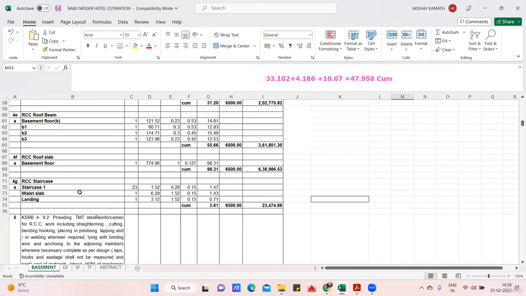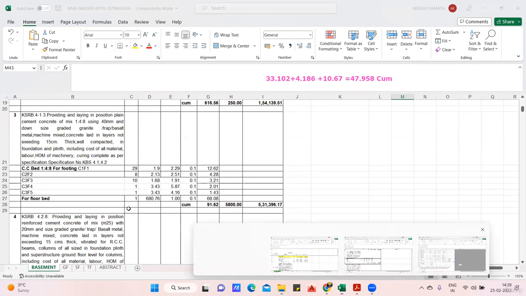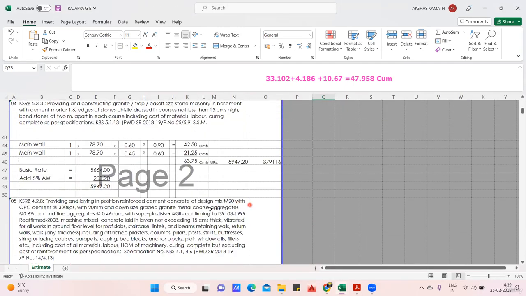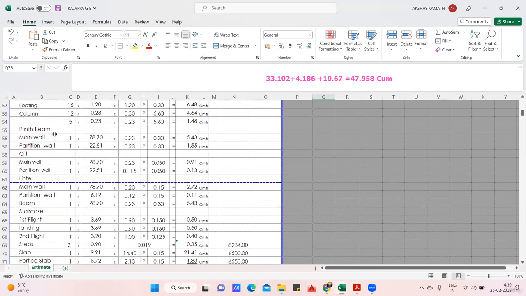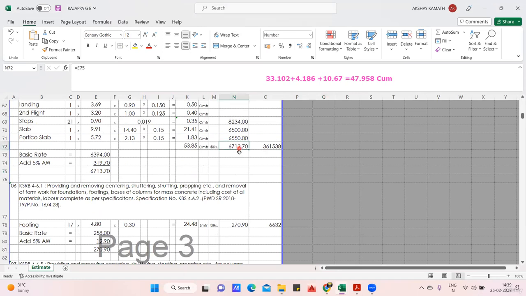In another, here also they have done the same thing. This is already shown, I've shown you that. Here it is M20, no? See here what he has done: footing, column, plinth beam, then partition wall, main wall, everything he has taken, and he's quoting 6,700 rupees as a rate for that. That also you can do.